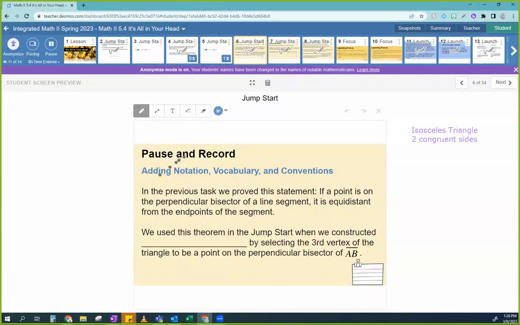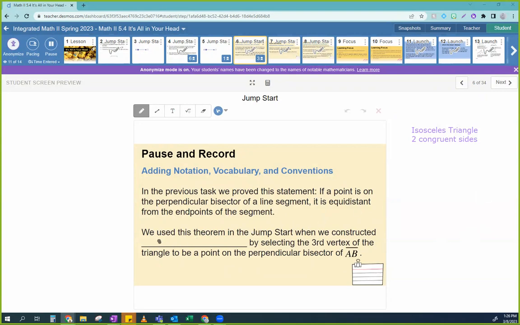All right, so let's talk about a couple words here. So it says, in the previous task, we proved the statement: if a point is on the perpendicular bisector of a line segment, it is equidistant from the endpoints of the segment. So we use this theorem in the jumpstart when we prove these things. We constructed what? By selecting the third vertex of the triangle to be a point on the perpendicular bisector of AB.